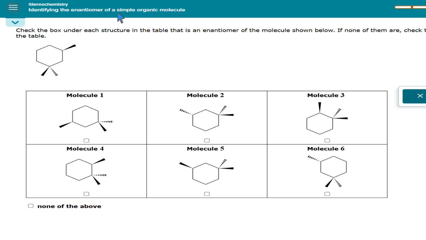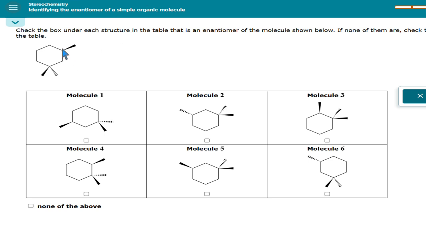So, there are two ways that we can go about this question. You can rotate those molecules and see if you are able to get the mirror image of it, or you can determine the RS configuration of each and see if it is the same or the opposite. And if it is the opposite, it will be an enantiomer, and if they are the same, it means it's the same molecule.